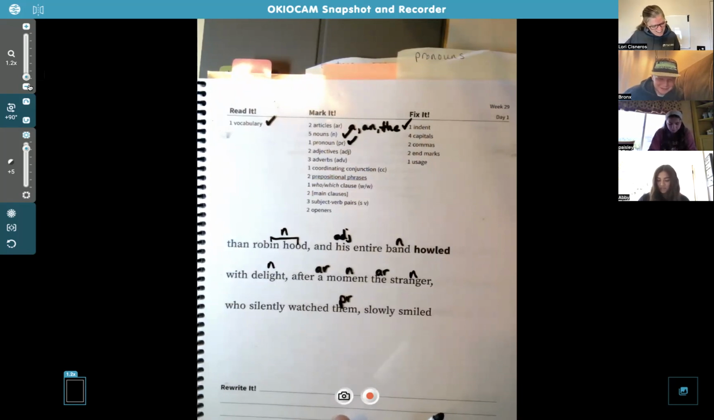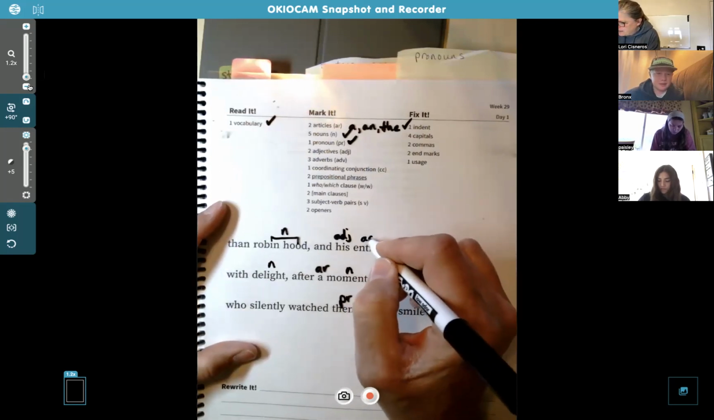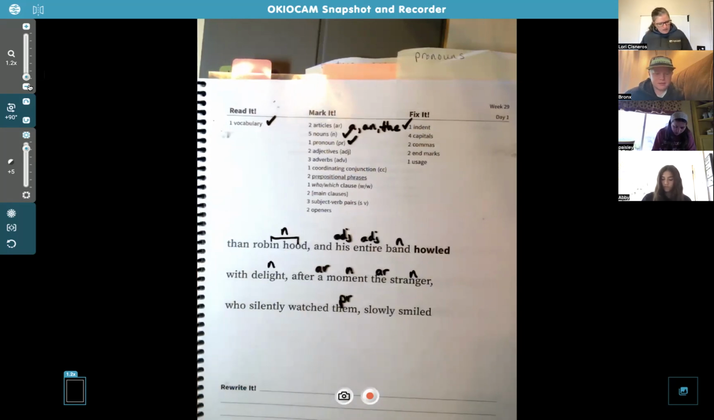What's the other one? Entire. Yes. Entire. That's describing the band. And by the way, they're calling it a band, but I don't think this means instruments. It's not that kind of a band, is it? Or is it like an archer gang? Oh, yeah, maybe a group of archers.